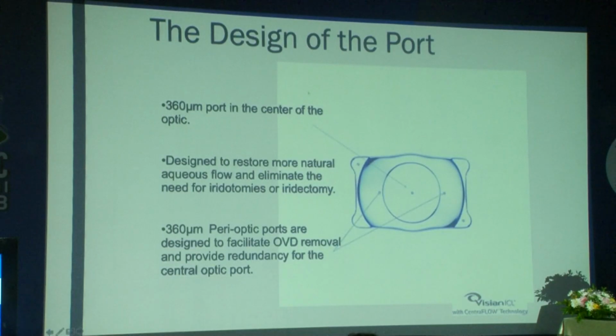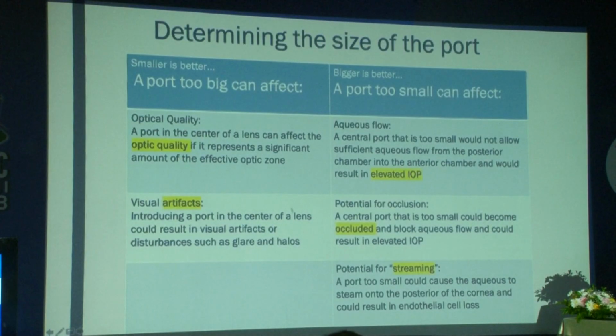So the design of the aqua port, it's a 360 micron, a tiny hole at the center of the optic of the lens. And as I said before, there are also two tiny perioptic holes as well to facilitate removal of visco. The size of the port, how did they come up with 360 microns?